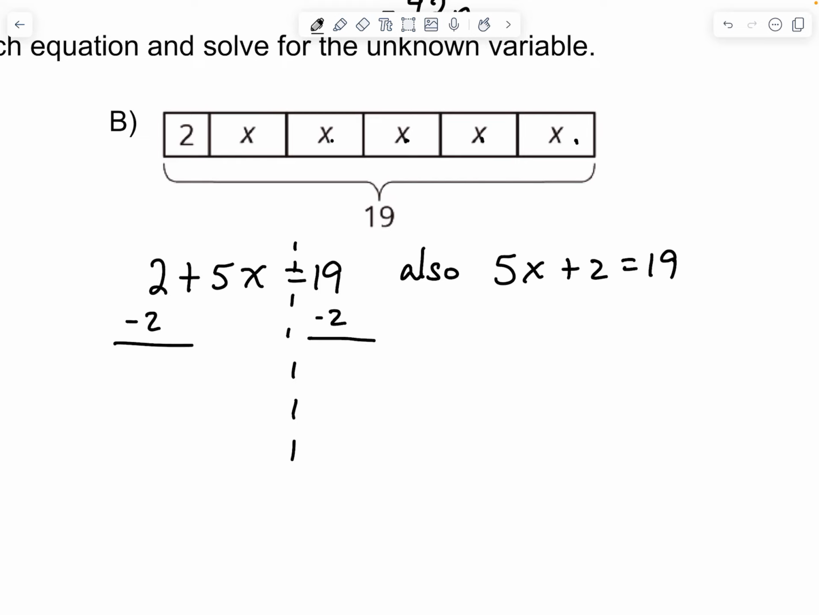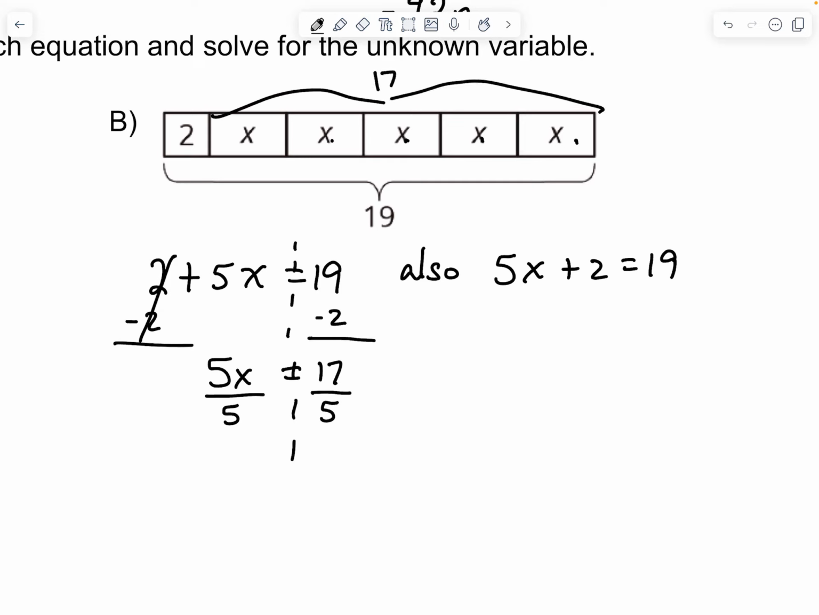Put your bar. 5x is left over. The 2's cancel. Equals 19 minus 2 is 17. Now they purposely do this to understand we're not going to have a whole number as an answer here. So we divide by 5. We're dividing that 17 that's left over here 5 different ways.